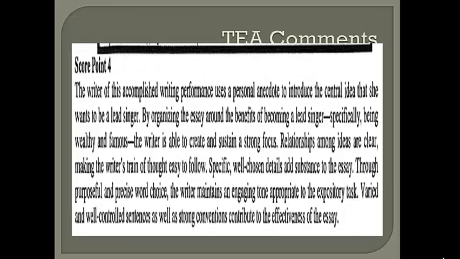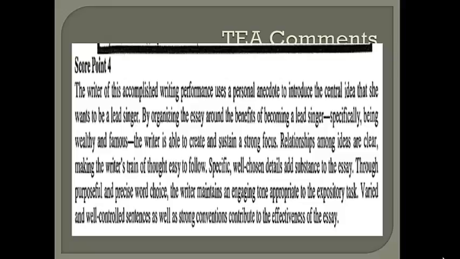Let's see what TEA said. The writer of this accomplished writing performance uses a personal anecdote to introduce the central idea that she wants to be a lead singer. By organizing the essay around the benefits of becoming a lead singer, specifically being wealthy and famous, the writer is able to create and sustain a strong focus. Relationships among ideas are clear, making the writer's train of thought easy to follow. Specific, well-chosen details add substance to the essay. Through purposeful and precise word choice, the writer maintains an engaging tone appropriate to the expository task. Varied and well-controlled sentences, definitely, as well as strong conventions, contribute to the effectiveness of the essay.